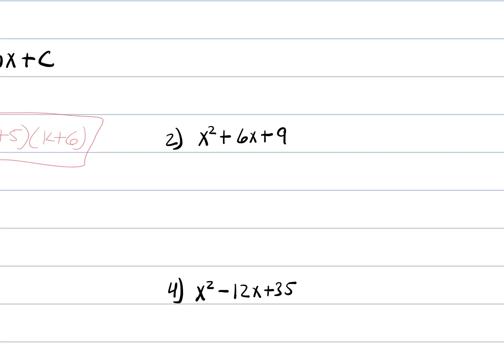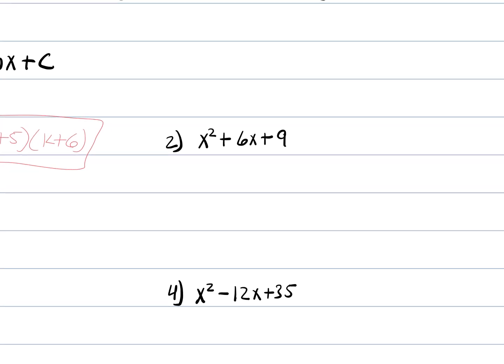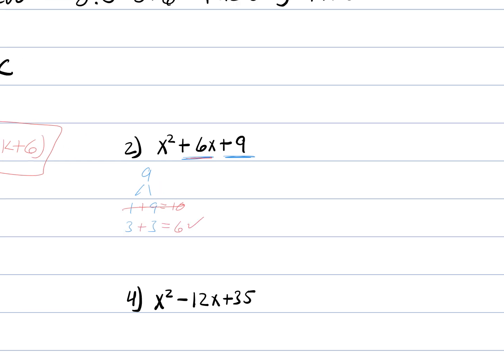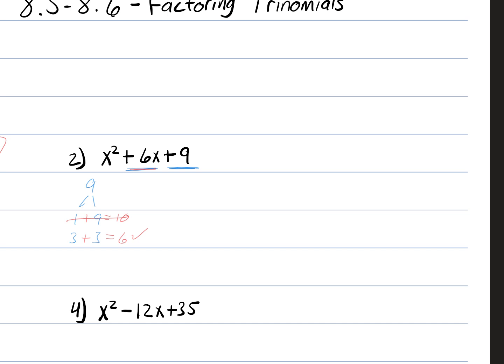Let's look at the next one, x squared plus 6x plus 9. I'm looking for factors of 9 that add to 6. We have very limited options: 1 times 9 or 3 times 3. If I do 1 plus 9, that gets me 10. That's not what we're looking for, so those are not going to be our factors. 3 plus 3 is going to get me 6. That is what we're looking for. So this trinomial is going to factor as x plus 3 times x plus 3.